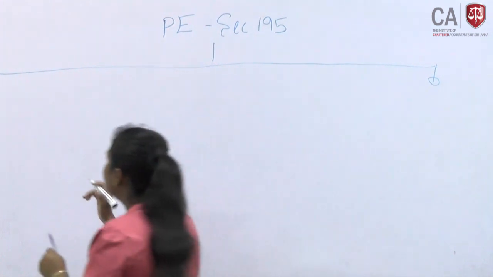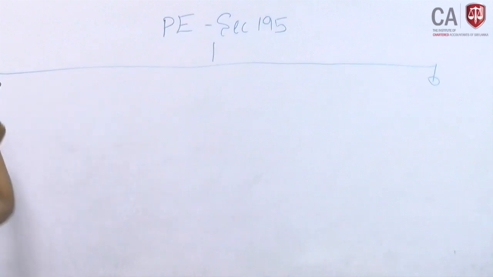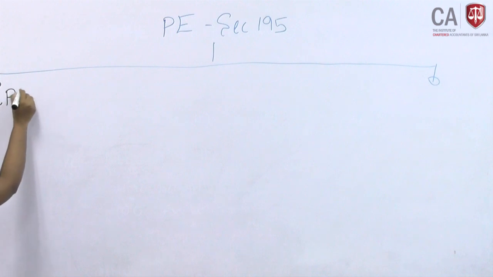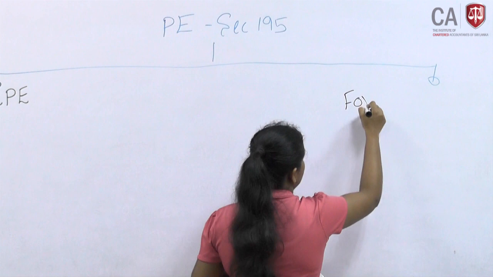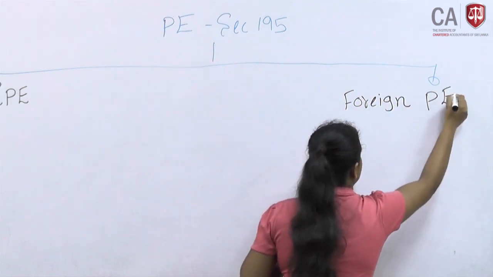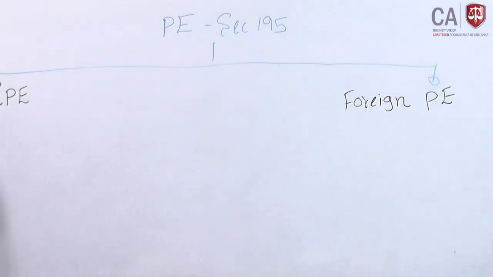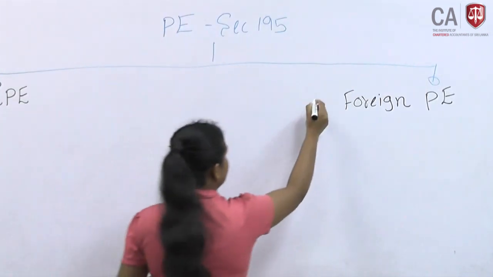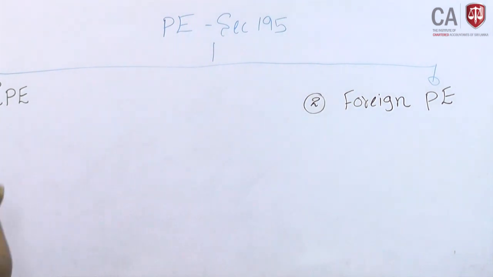Okay, there are two kinds of PE. One is, I use the short form, Sri Lankan permanent establishment, and the second one is the foreign permanent establishment. Under these two, what is the SLPE?